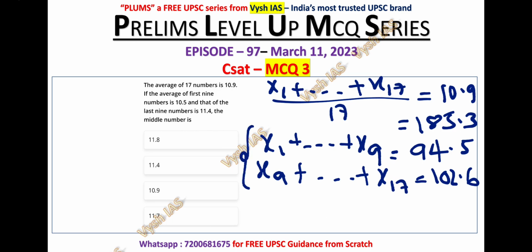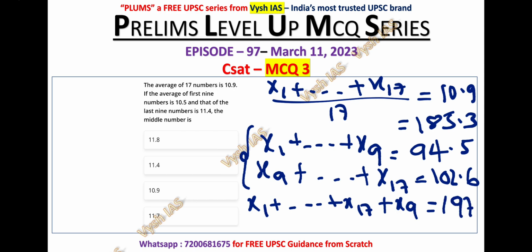Now we have to add these two equations, the second equation and the third equation. If you add them, it will be x1 plus x2 plus x3 and so on till x17, with x9 appearing twice, so one more extra x9 is written here. 94.5 plus 102.6 is nothing but 197.1. So now we have to substitute the resultant equation in the first equation. I hope you have understood.